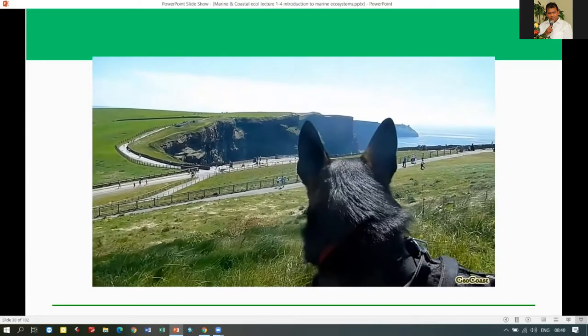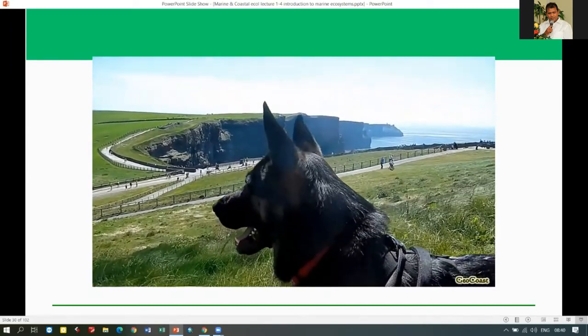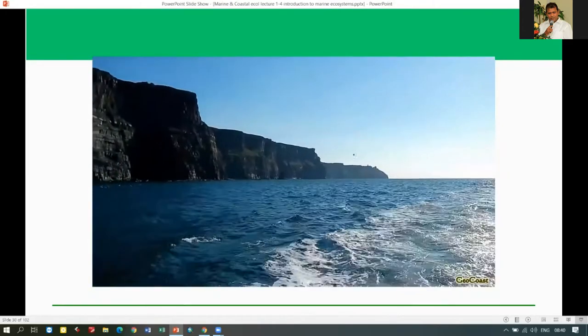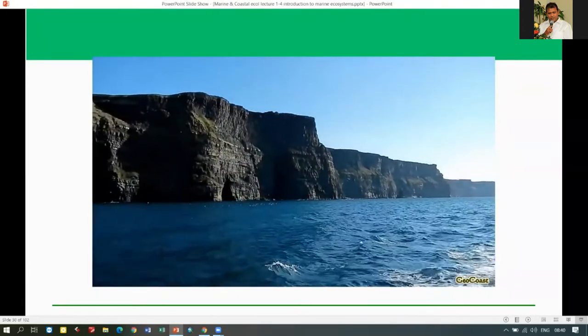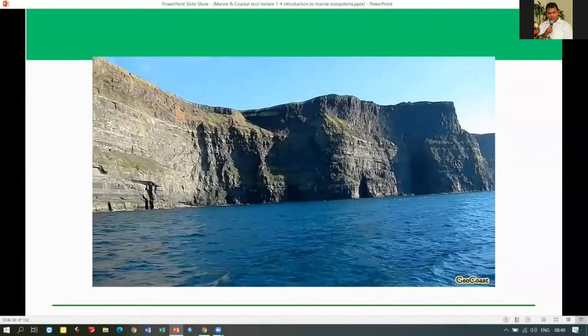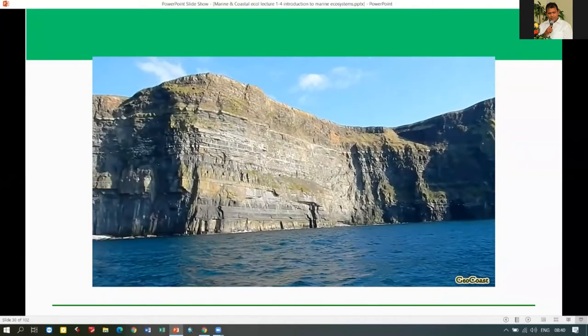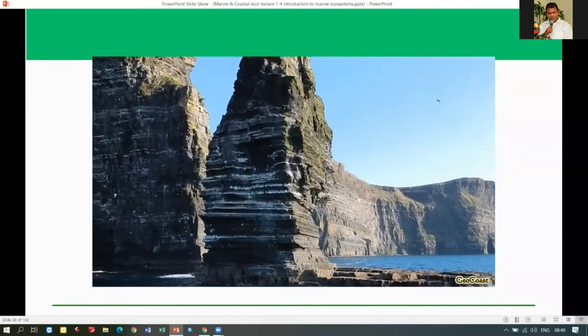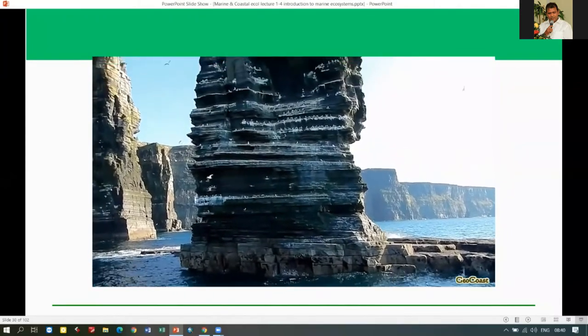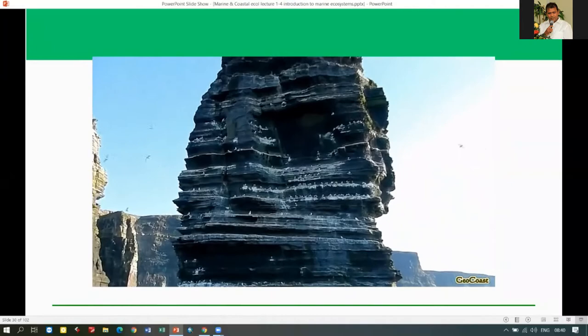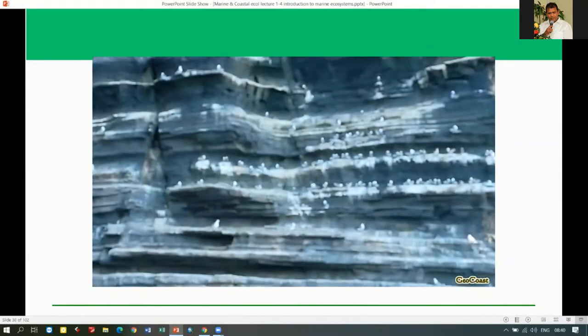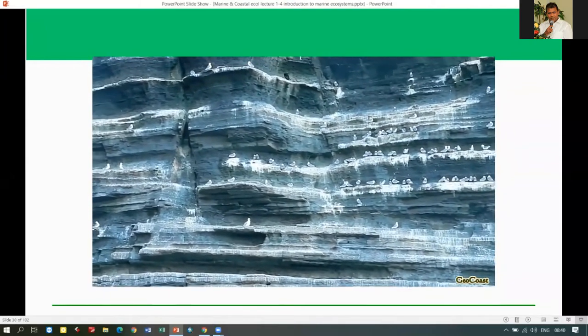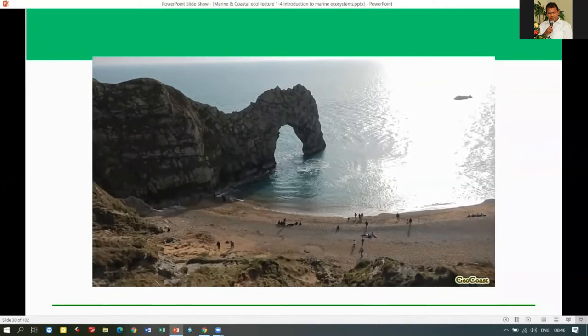Now let's have a look at erosional landforms. Here we're standing on the Cliffs of Moher, one of the most spectacular cliffs in the world, rising 200 meters above sea level, which are formed due to sea erosion. And here we're looking at a sea stack, which is a standalone rock in front of the cliffs, which was once connected to the mainland as part of a sea arch, as you can see in this image.